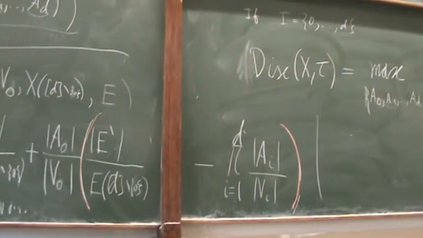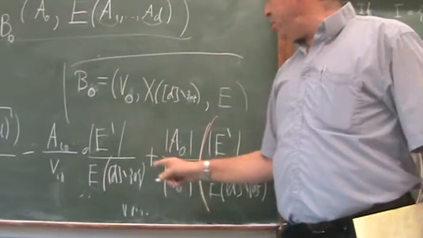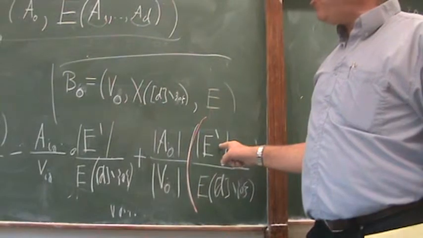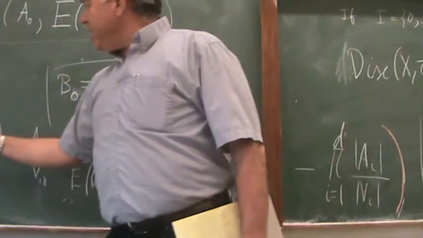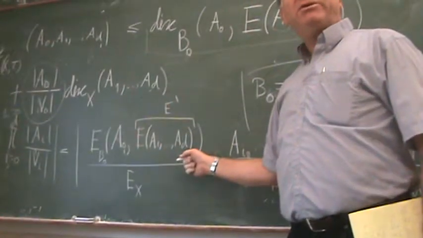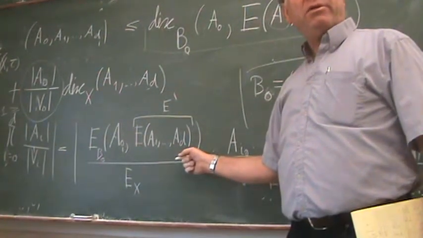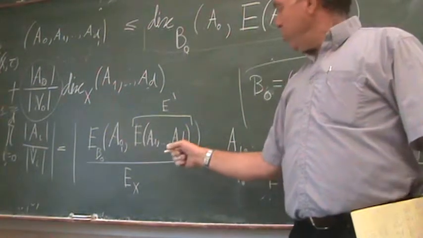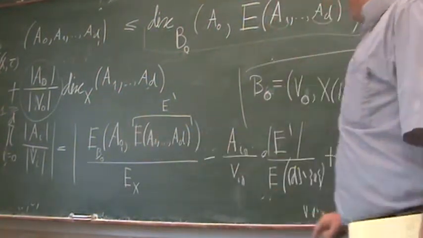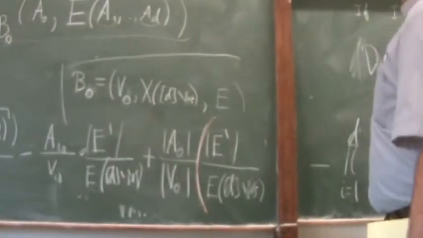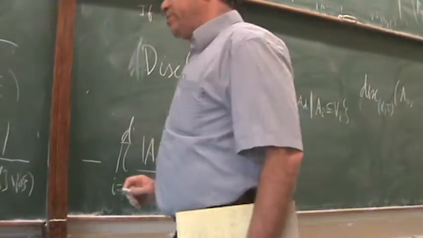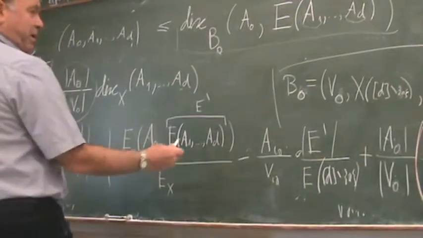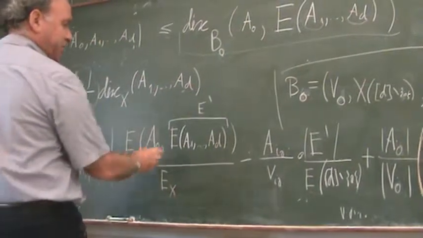And let's just understand what we put here. We put here E prime. E prime is the number of walls lying on the sets A1 up to AD. These are the codimension 1 faces whose vertices are on this. Okay, so now you can see that this is at most this. And now I can use the triangle inequality. I can write this minus this.